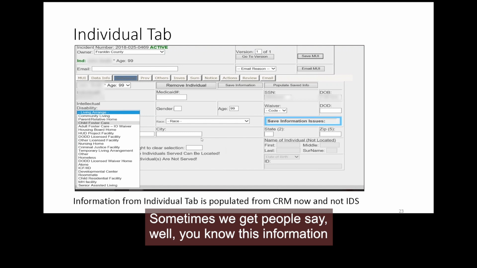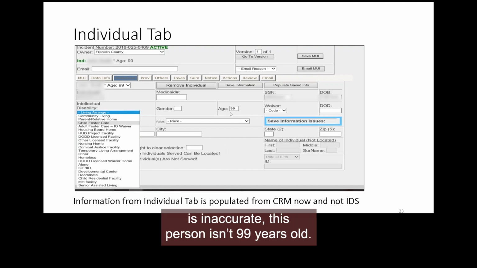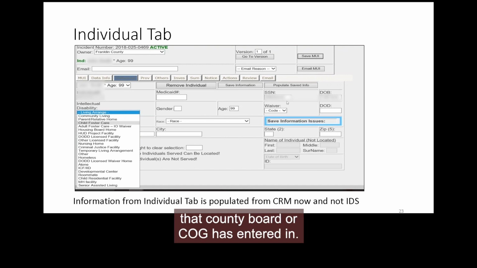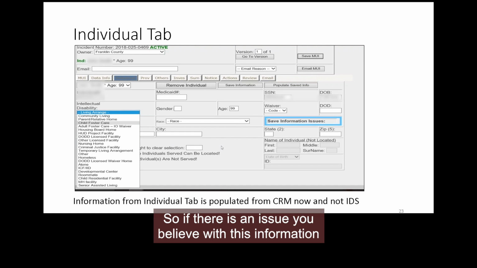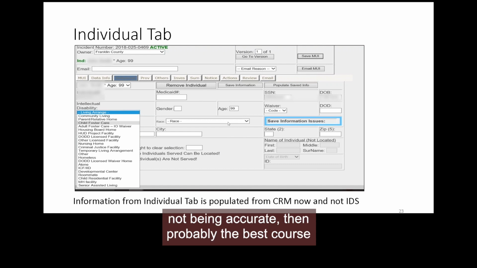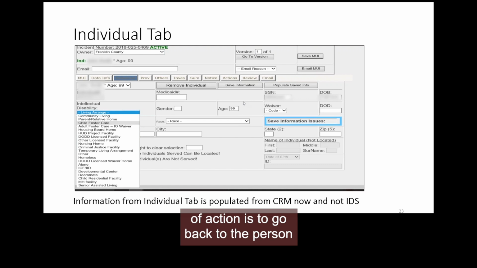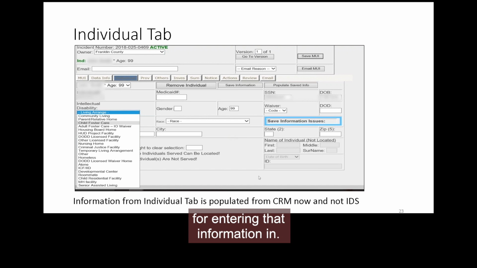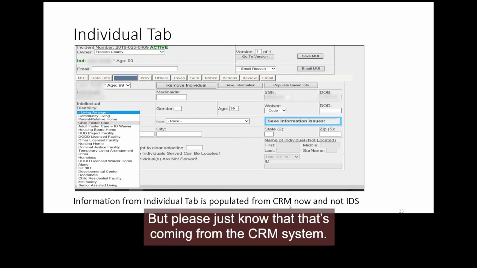Sometimes we get people say, well, this information isn't accurate. This person isn't 99 years old. Well, this is information that we put in through the MUI system. This is information that the county board or COG has entered in. So if there is an issue you believe with this information not being accurate, then probably the best course of action is to go back to the person at your county board or COG that might be responsible for entering that information in. But please just know that that's coming from the CRM system.